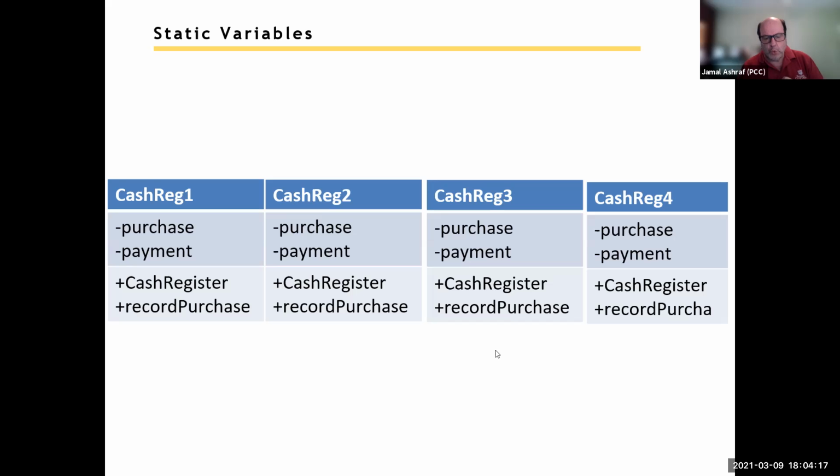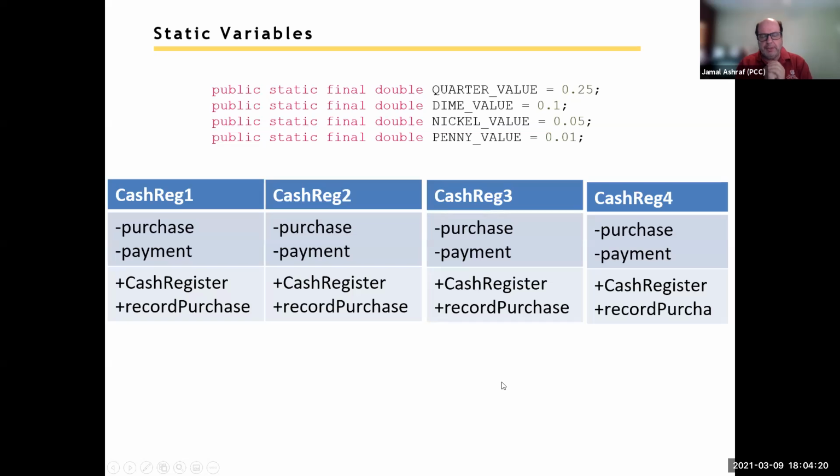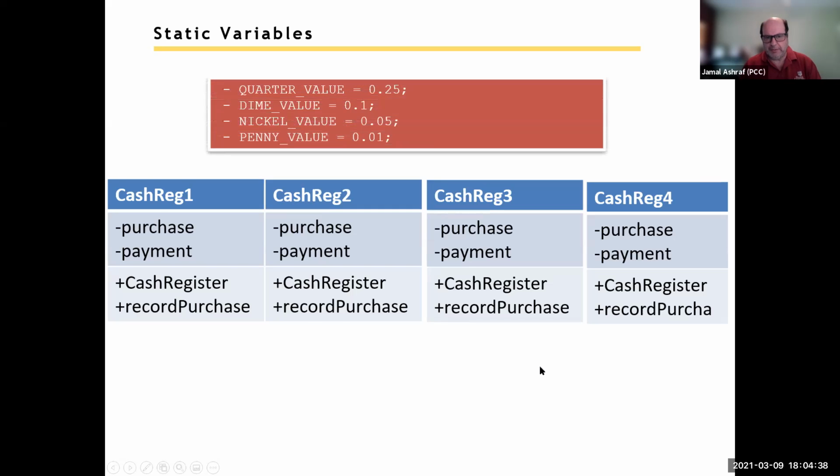Now, when we have our public static final, that means those are not part of my object. When I create my object, those variables are not specific to my object. That means every object is going to be sharing those variables. So instead of having, in this case, 4 objects with 4 different purchases and 4 different payments, I only have 1 quarter value. So if I have 1 object or I have 500 objects, I'm going to have only 1 quarter value.